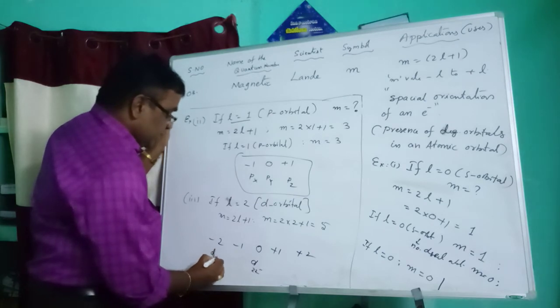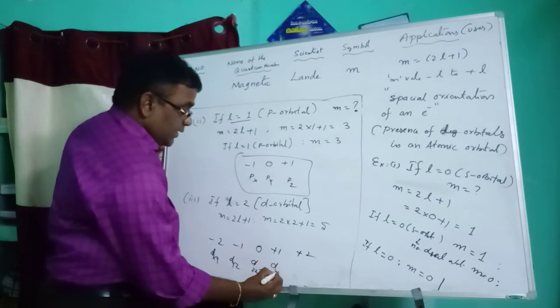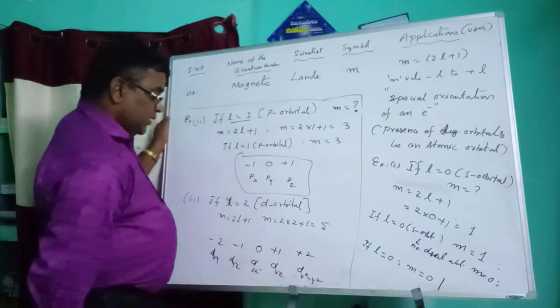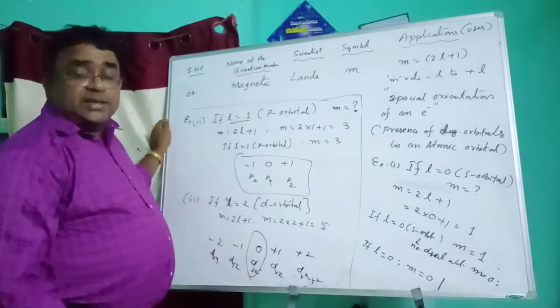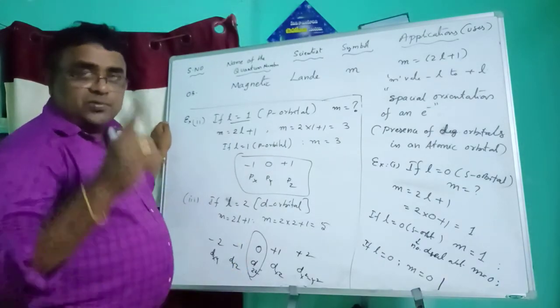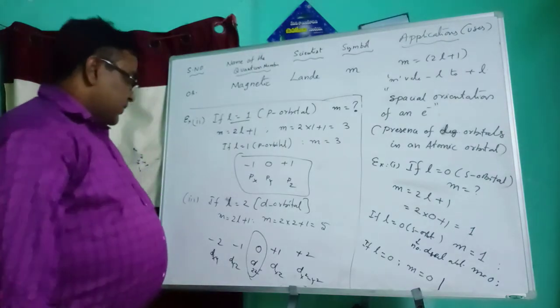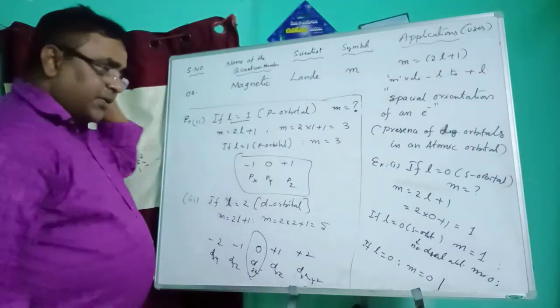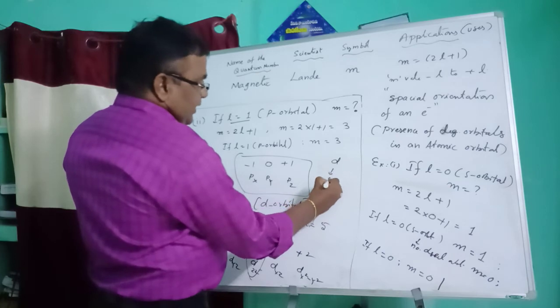So this is dxy, dyz, dxz, dx square minus y square. dz square has M value 0 because it has a special shape. There is only one axis, the z axis. So the d orbital splits into 5 types.